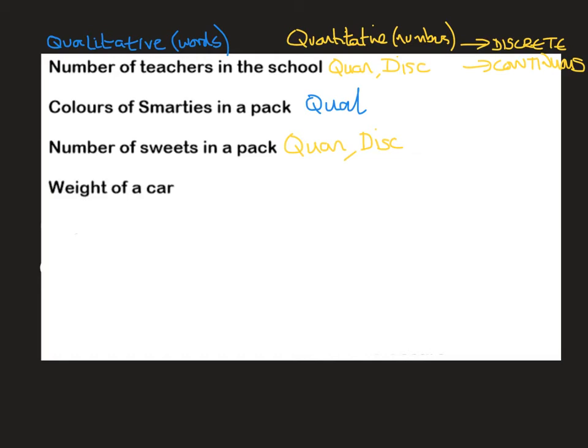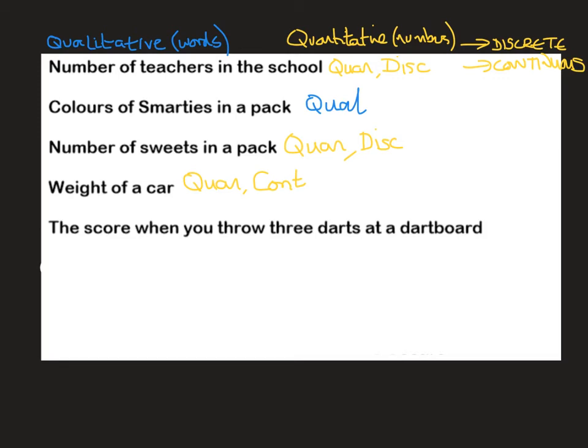How about the weight of a car? Again, weight we would give as a number, so we're talking quantitative. And would it be discrete or continuous? Hopefully we worked out that that one would be continuous, because you could have 5 tons, 5.21 tons, 5.999 tons. I've got no idea if that's how much a car weighs. I think that would be a very heavy car, but you hopefully get the drift.